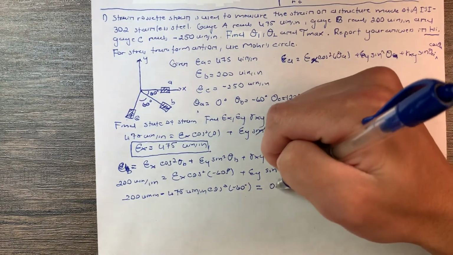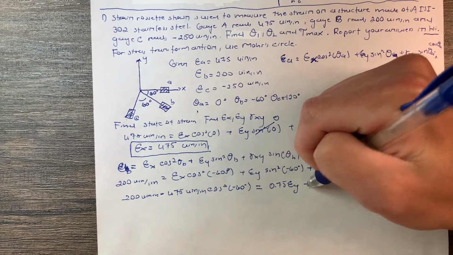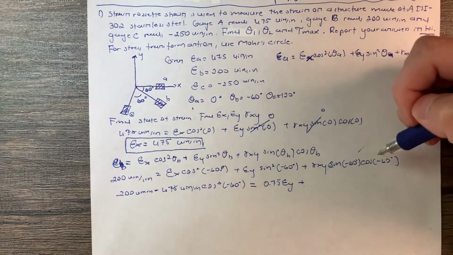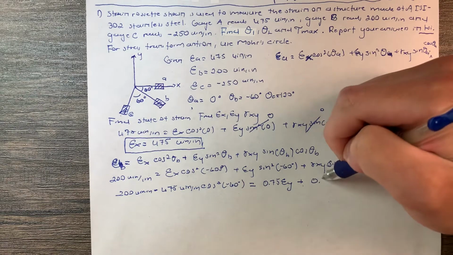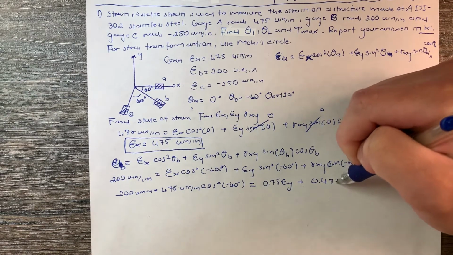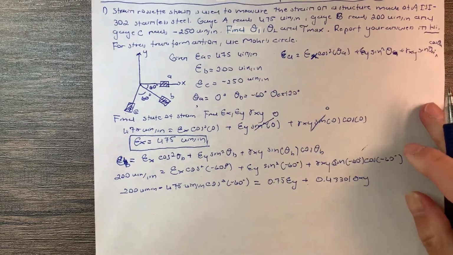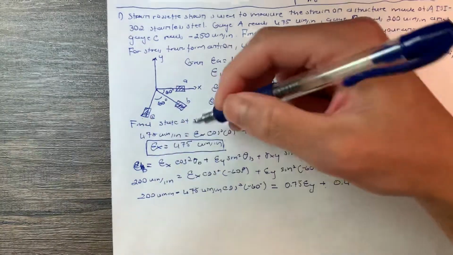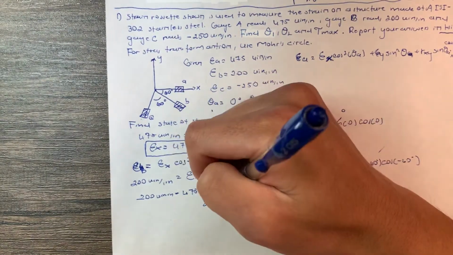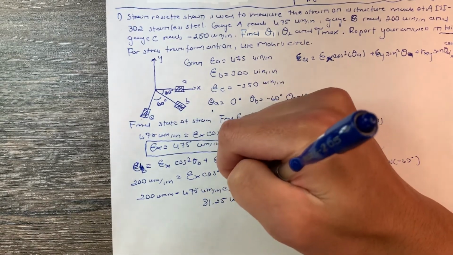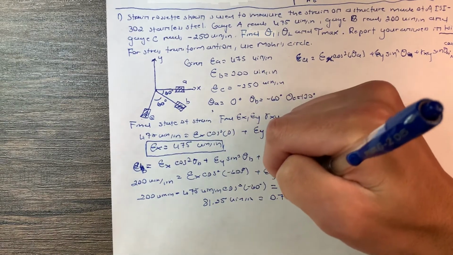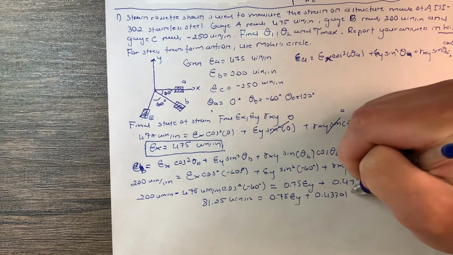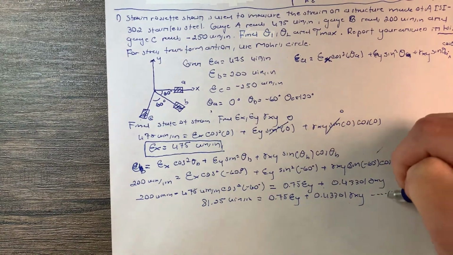negative 60 is just 0.75 epsilon y plus, and then sine negative 60 and cosine negative 60, if you plug into that calculator, it would come out to be 0.43301 gamma xy. And when we solve the left side, we would have 81.25 micro inch per inch equal 0.75 epsilon y plus 0.43301 gamma xy. So we'll say that's our equation 1.